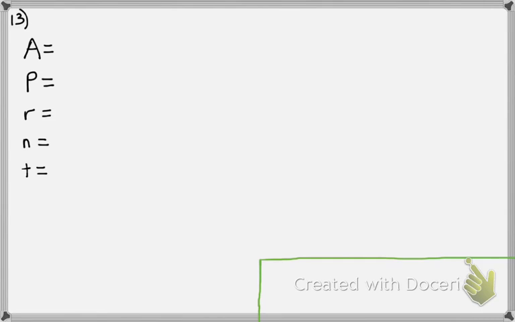A, that is the future value. That's actually what they're asking for in this one, so I don't know what that is. P is the present value, or the principal. I know this is $2,000.